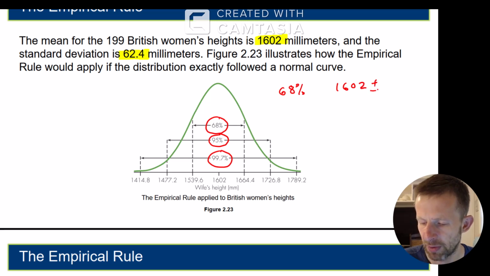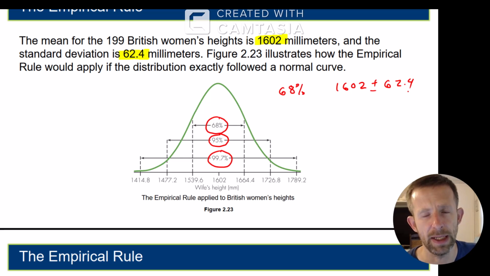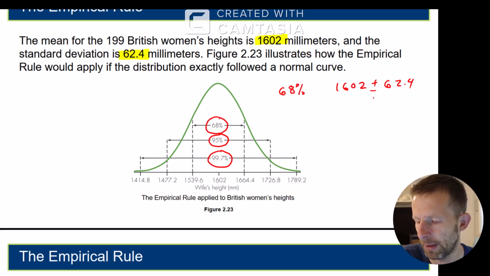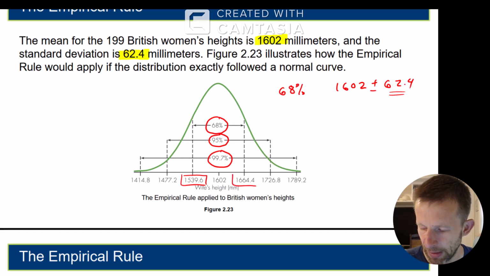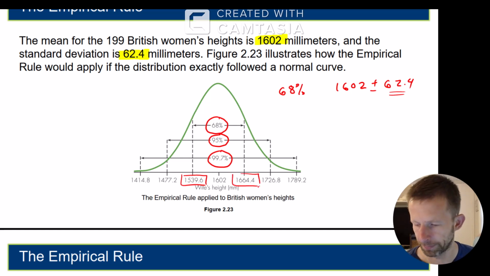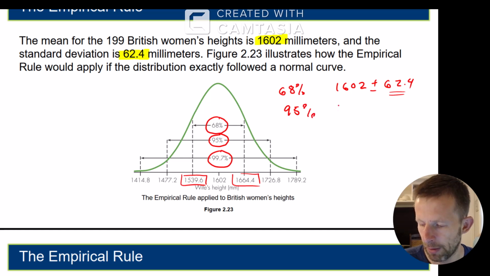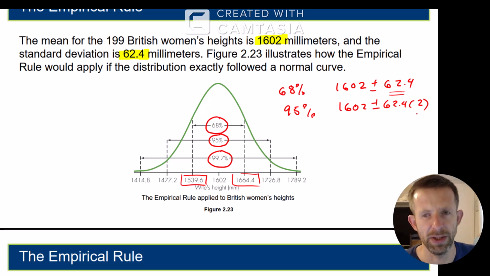1602 plus or minus 1 standard deviation. So we would expect roughly 68% of all women to be within 62.4 of 1602, which would be 1539.6 and 1664.4. And we would expect 95% of all women to be within 62.4 times 2, within 2 standard deviations of the mean.